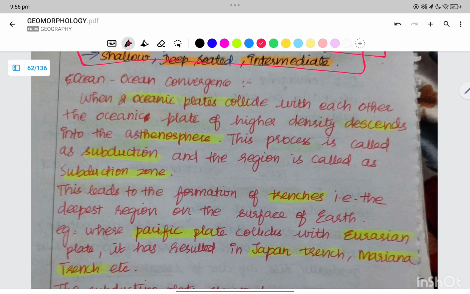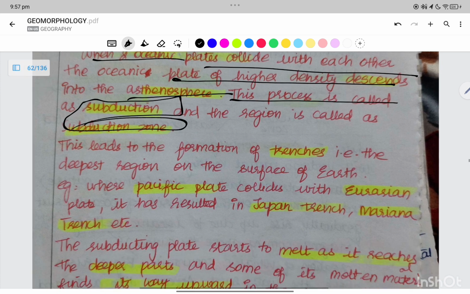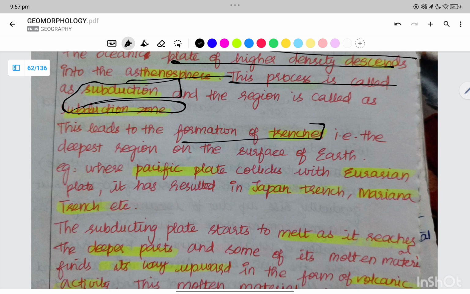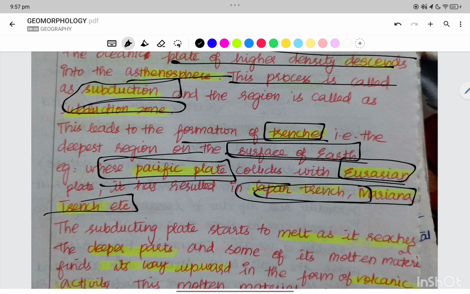Now ocean convergence is when two ocean plates collide with each other. The oceanic plate of higher density descends into the asthenosphere. Right, this process is called subduction, and the region is what we call a subduction zone. This leads to the formation of trenches. Trenches are the deepest regions on the surface of the earth. When the Pacific plate collides with the Eurasian plate, we have the Japan Trench, Mariana Trench, Kuril Trench, etc.